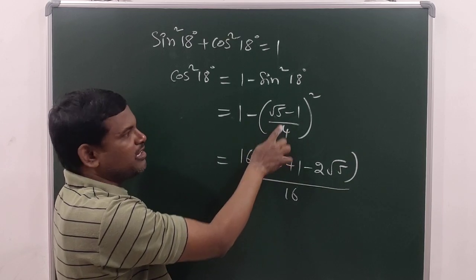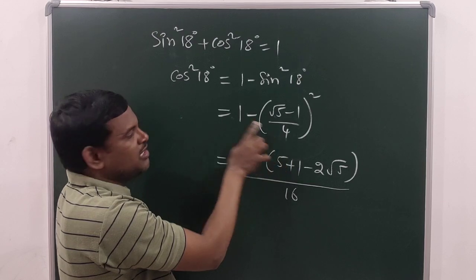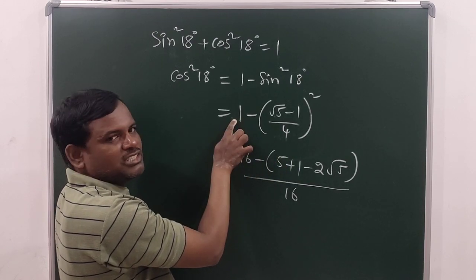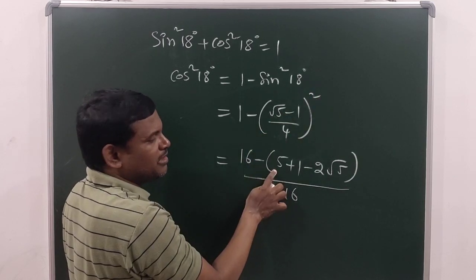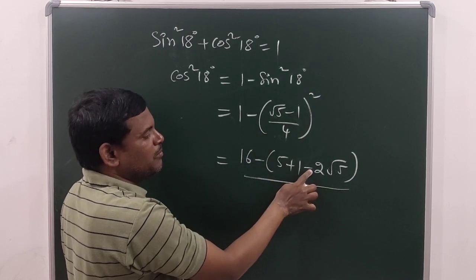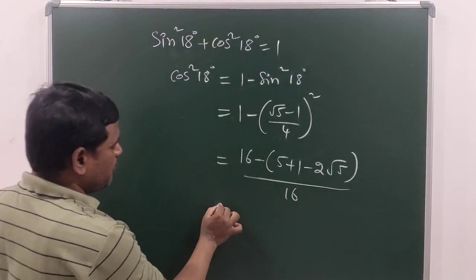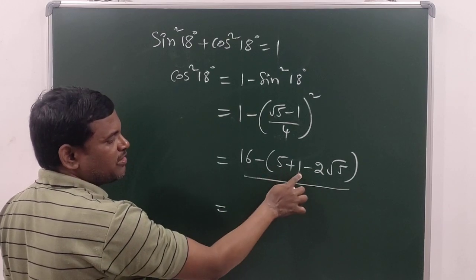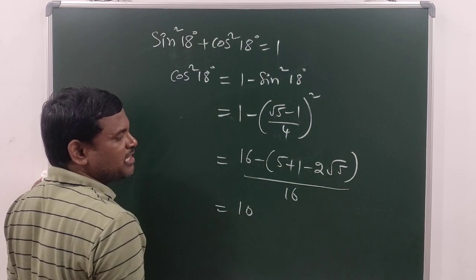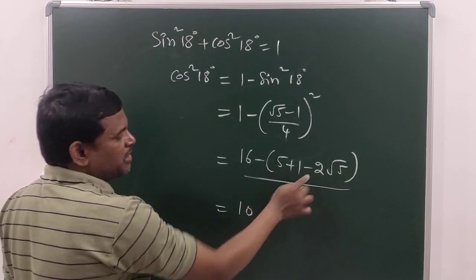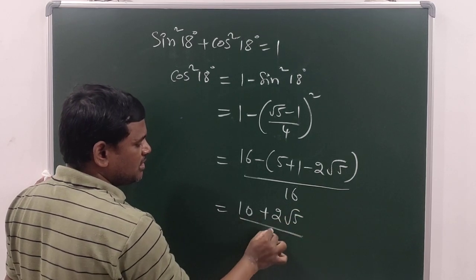Now simplify. 5 plus 1 minus 2 root 5 by 16 you will get. Okay. Here what I have done? A by b whole square means a square by b square, so in the denominator 16. So I have simplified here: 16 will come over here, minus. Here it is looking like a minus b whole square. A square means 5, b square means 1, minus 2ab, 2 root 5 by 16. Okay. Now simplify. What do you get when you open this bracket? 5 plus 1, 6. 16 minus 6, 10. And this minus into minus, minus into minus plus. Plus 2 root 5 by 16.